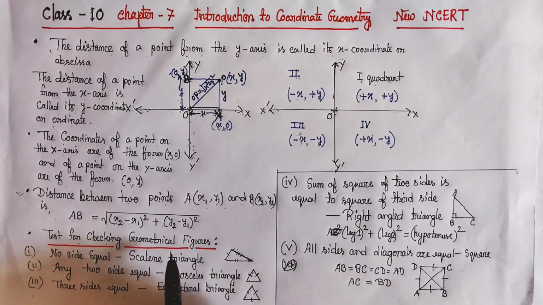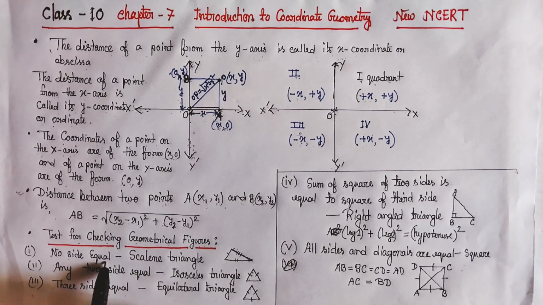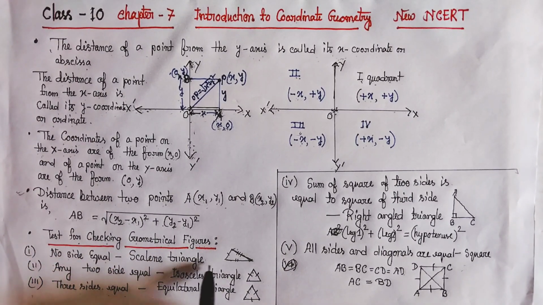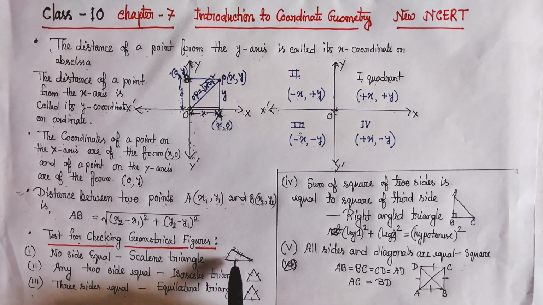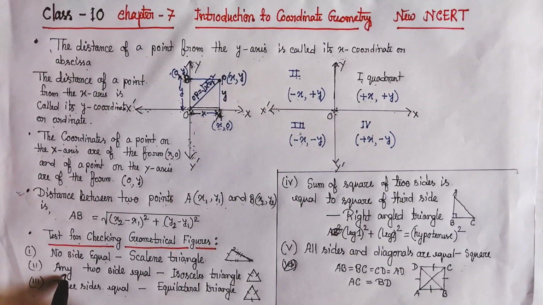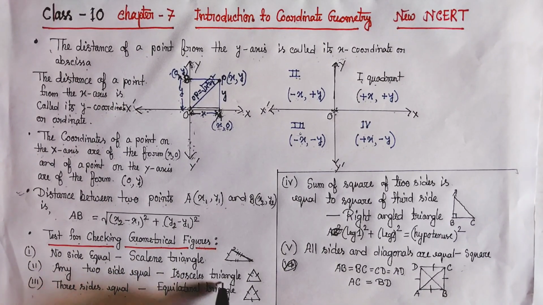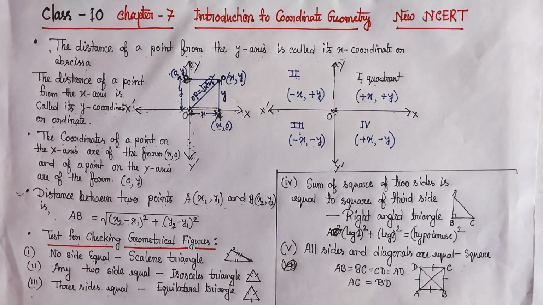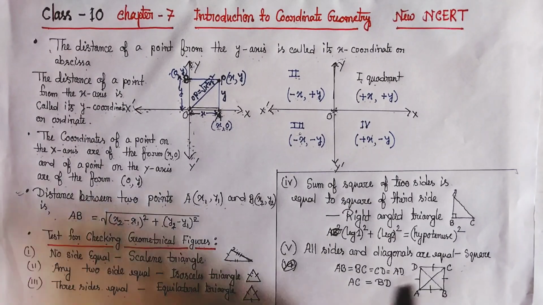Tests for checking geometrical figures. Number 1, no sides equal: a triangle in which no sides are equal is called a scalene triangle. Again, if any 2 sides of a triangle are equal, it is called an isosceles triangle. Again, a triangle having 3 sides equal is called an equilateral triangle.